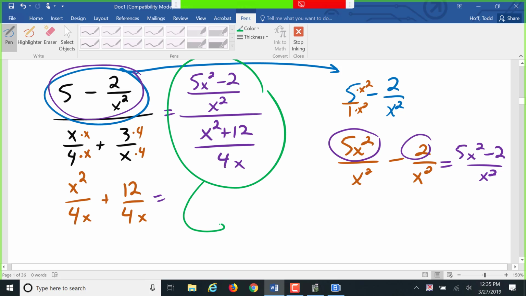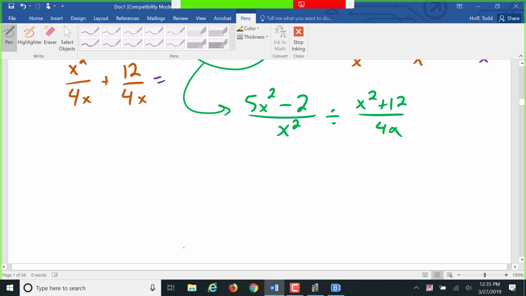Now this, remember, is division. 5x squared minus 2 over x squared divided by x squared plus 12 over 4x. What's our next step? Perfect. We leave the first fraction the same. When it becomes times, we take the reciprocal of the second fraction. So it's now 4x over x squared plus 12.